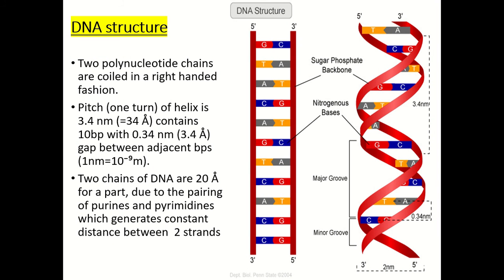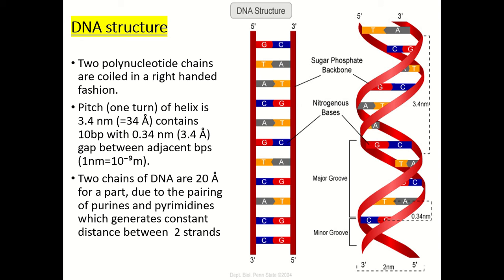Now we have DNA structure. As you are seeing here, in the structure of DNA, two polynucleotide chains are coiled in a right-handed fashion. Pitch, that is one turn of the helix, is 3.4 nanometer, or you can say 34 angstrom. It contains 10 base pairs, with a 0.34 nanometer or 3.4 angstrom gap between adjacent base pairs.